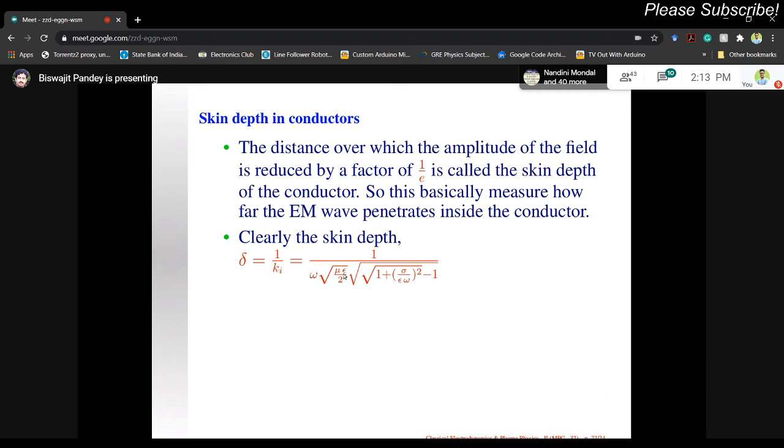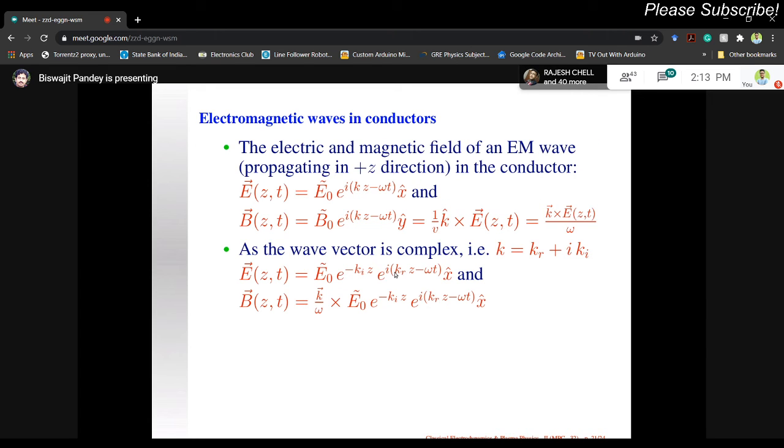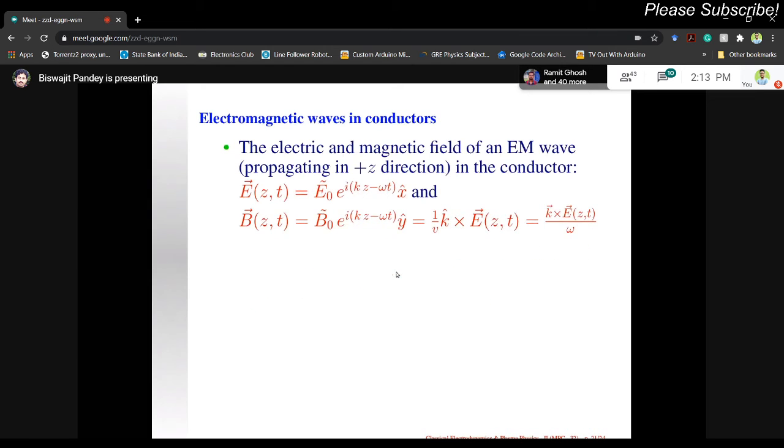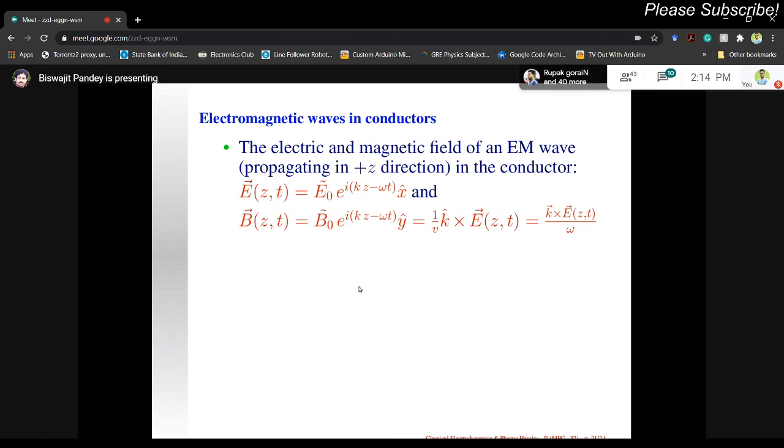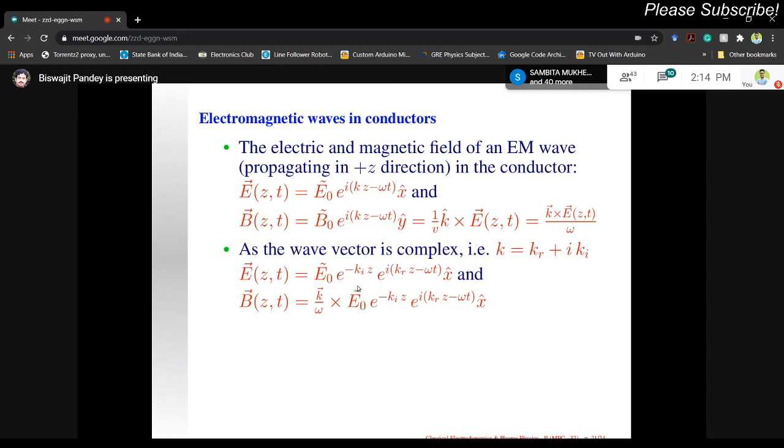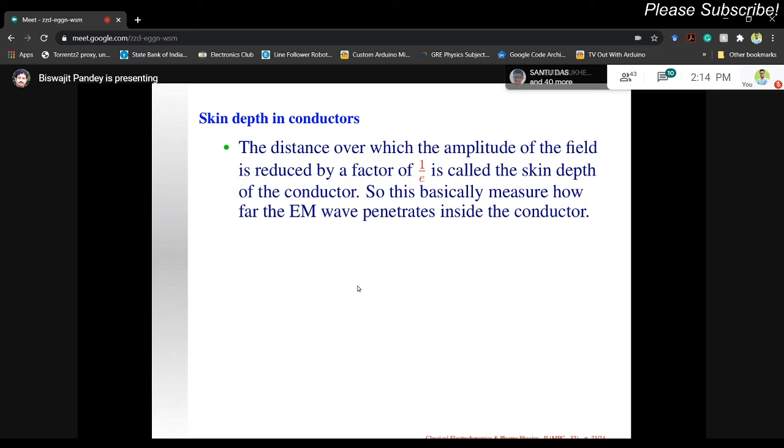I should also remind you, the real part of the wave vector, which is kr, also depends on these things. You see, kr also depends on the frequency. So the wave vector or the wavelength depends on the frequency, and also on the conductivity of the medium. Frequency is natural, of course, and conductivity of the medium, which I am not discussing right now. So we are discussing the skin depth here.